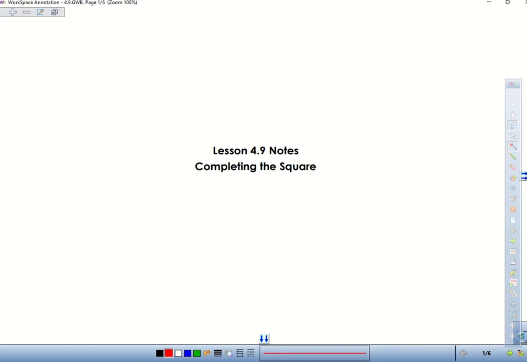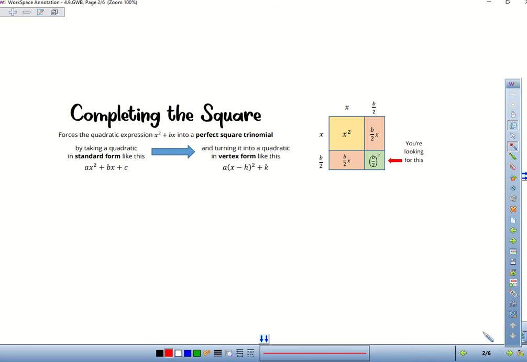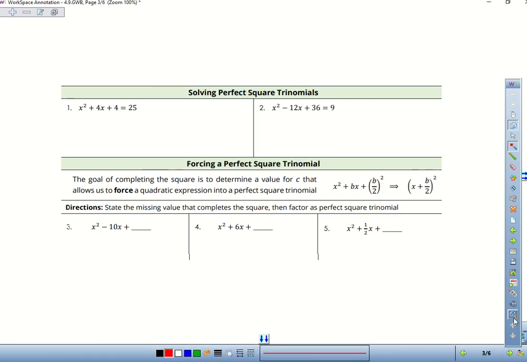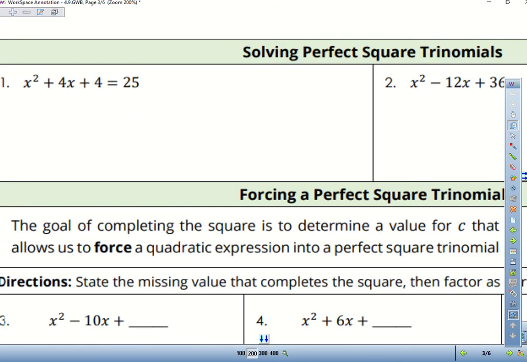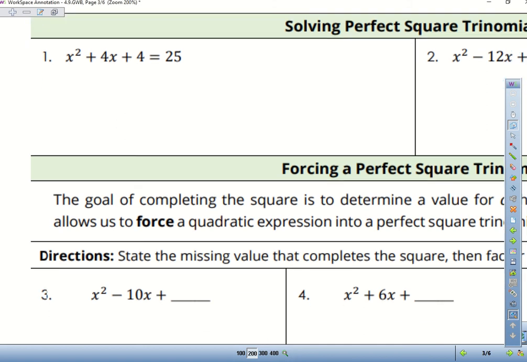Alright, so today we're going to be doing 4.9, which is going to be notes on completing the square. Completing the square is a process that we use in algebra, which allows us to obtain a perfect square trinomial when we do not have a perfect square trinomial. It can take a quadratic in standard form and convert it to vertex form. Sometimes quadratics are already perfect square trinomials. With those types of quadratics, we can actually just factor them and use this process, okay?